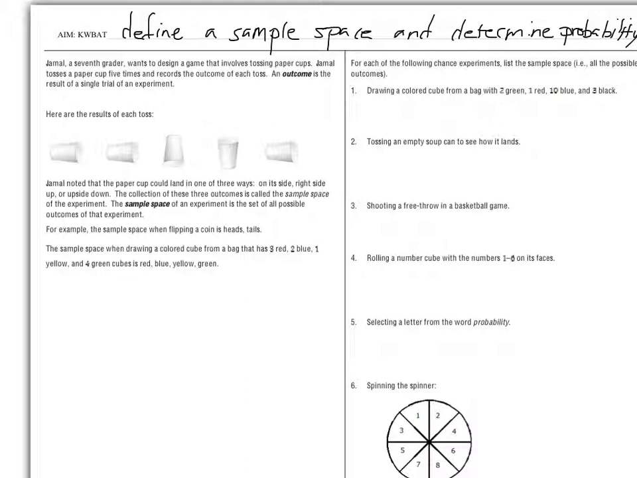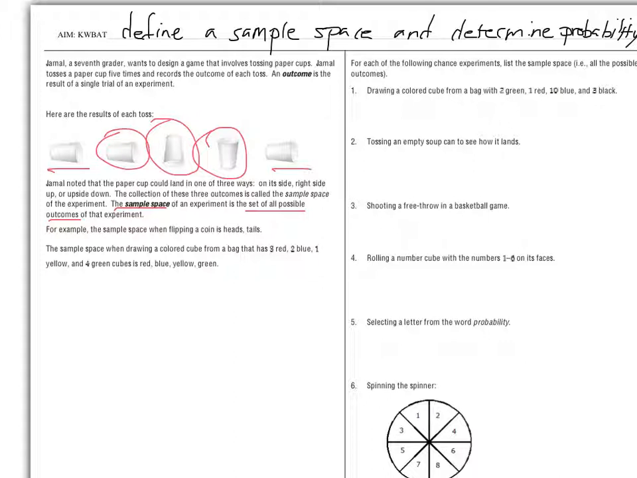Jamal noted on the paper cup that it landed one of 3 ways: on its side, right side up, or upside down. So we can see the 3 examples of that here. So this would be on its side, right side up, and upside down. And we see that it also repeated. So what we can see is that when we're listing sample space, which is what we're talking about here, the set of all possible outcomes for an experiment, we're only going to list the sample space as each possible outcome. We're not going to be counting at this point how many there are.